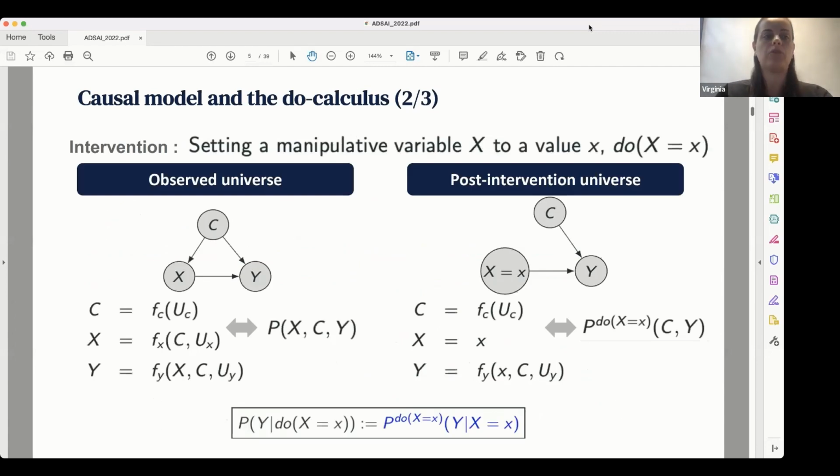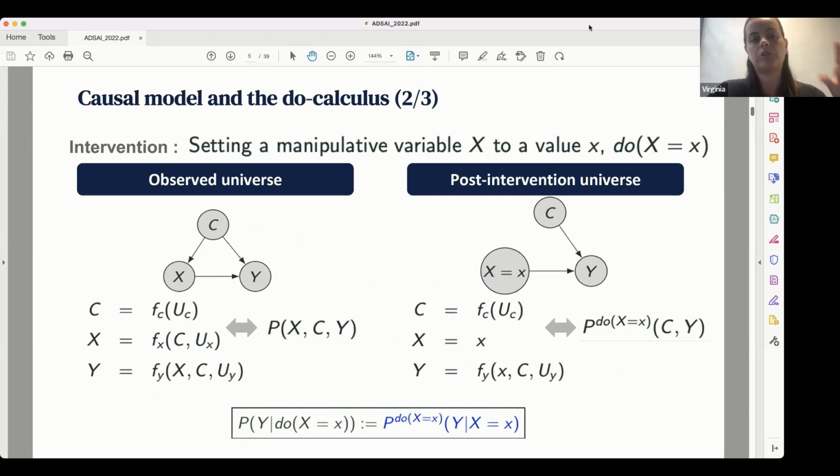So what we mean by doing an intervention is actually going in the system and setting the variable that we intervene on to a specific value, let's say capital X to small x. And this is generally denoted with the do notation. So we intervene and we use the do capital X equal to small x.